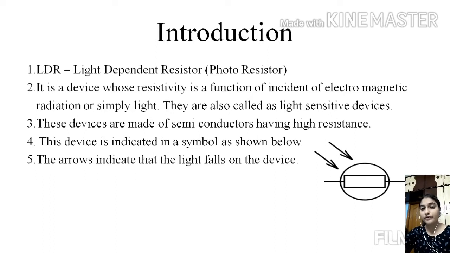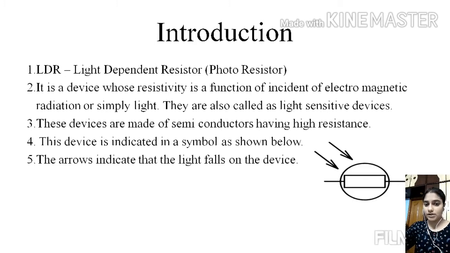And these are made up of semiconductors which have high resistance. This LDR sensor is indicated in different symbols. So here I mentioned a symbol. You can see it on the screen. On the screen, there is a symbol of the sensor. This is the most commonly used symbol, and you can see the arrow marks in the picture, and those arrow marks indicate the light falling on the device. It's just a simple indication of the symbol.